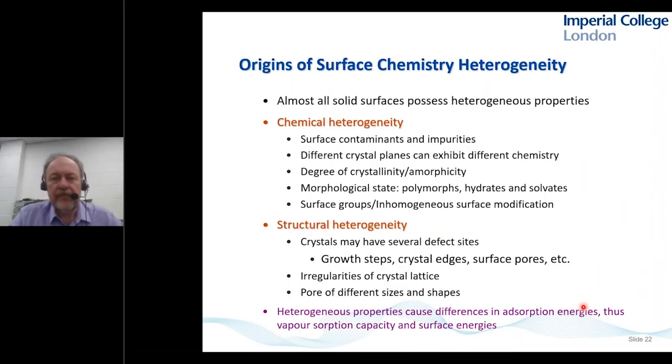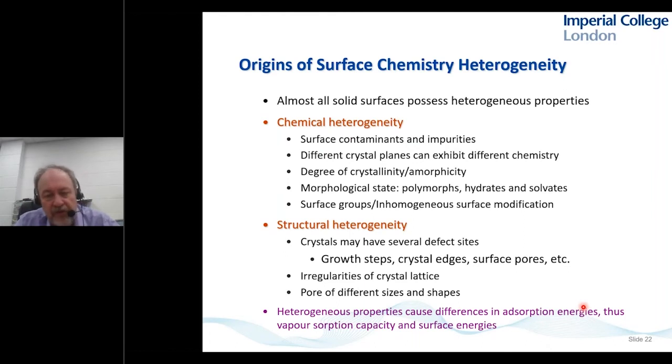One of the things that comes up quite often is people say to us, well, aren't my materials homogeneous? Well, the truth is most pharmaceutical materials in our experience are not homogeneous. And actually, when you look at what's going on, it would be a bit of a shock if they were homogeneous. We've got the presence of contaminants and impurities. We've got different crystal planes, different crystal facets, which have different chemistries. We've got different degrees of amorphicity. There are polymorphs, hydrates, solvates forming. There are surface groups. There's sometimes different variations in the extent of modification.